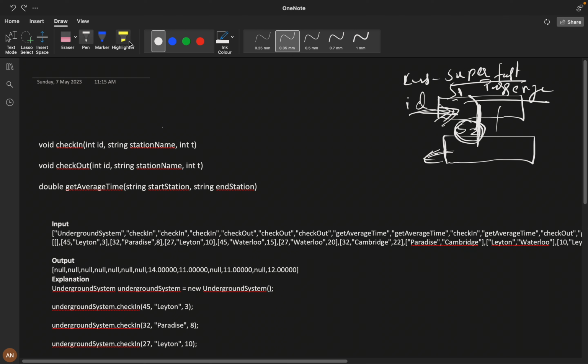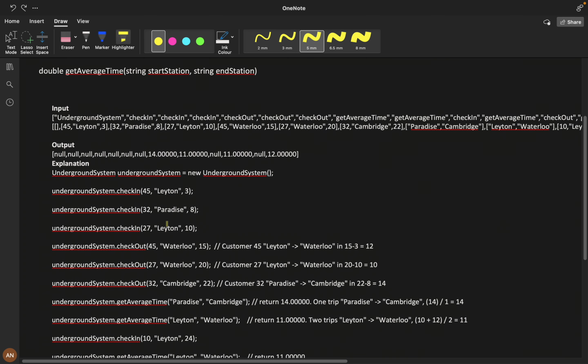For check-in, he will give the ID, the station name, and the time at which he checks in. At checkout, if he is traveling in a super fast express, the difference will be very less, and if he is traveling in a passenger, it will be more. We want the average time it is going to take to travel from one station to another, whether in super fast or passenger or anything. So let's understand this problem with this example.